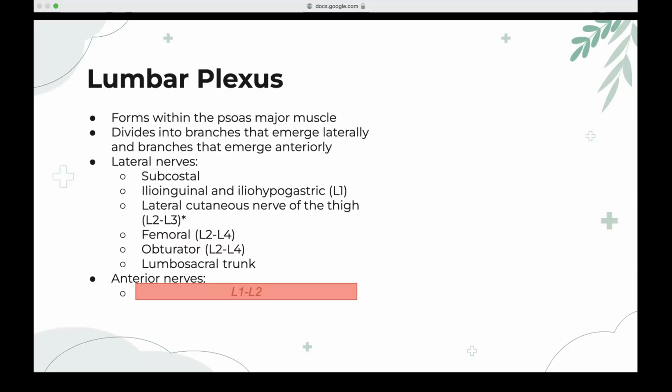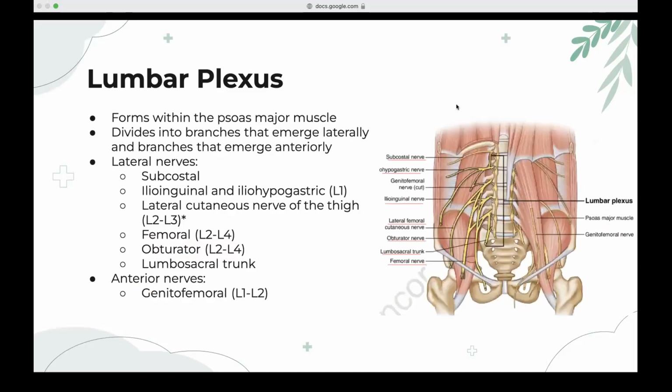Then the anterior nerves, L1 and L2, form an anterior branch that goes down and meets the genitofemoral, exactly. We can see it here. This is the subcostal. Here, this is L1. It forms the iliohypogastric and ilioinguinal. Then L1 and L2 join and form the genitofemoral. Then this is L2, and L2, L3 and L4 all join to form the femoral. And they join again to form the obturator.